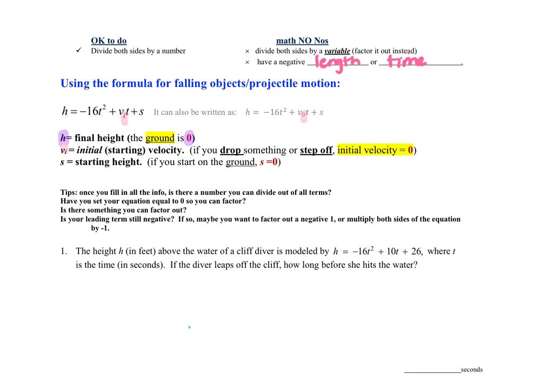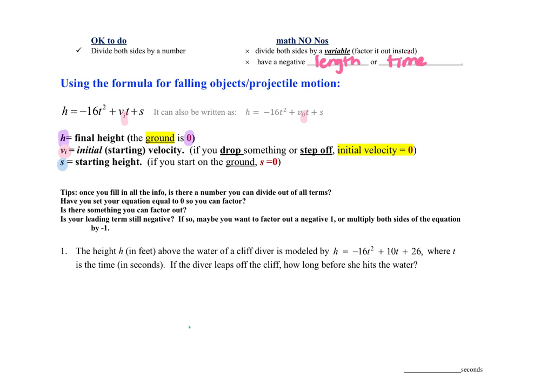Now, your initial velocity, v sub I, that is your starting velocity. So what you really need to understand is if you drop something or you just step off, you have no initial velocity. And that's usually pretty wonderful because you can cancel out that whole term. And then finally, s is your starting height. It's how high up you are. If you are starting from the ground, like a frog leaping, or you're shooting fireworks from the ground, your starting height is 0. But if you're on a diving board, your starting height is however high up that board is.